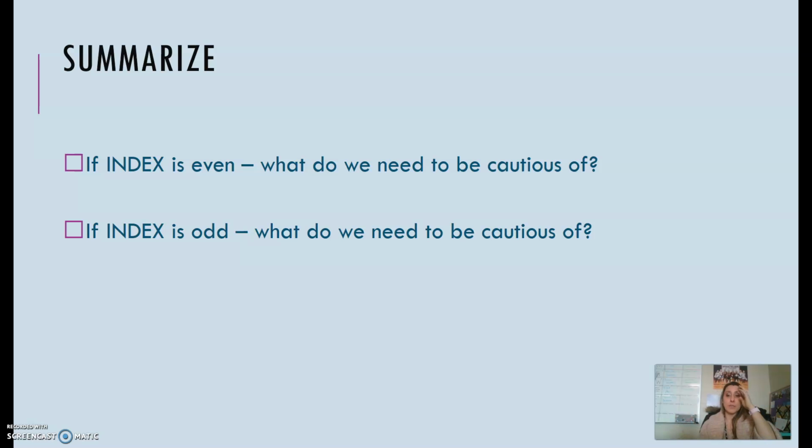So to summarize what we learned today, if our index is even, then we need to be cautious of any negatives under the root. Okay? And if our index is odd, we need to be cautious that we find a solution.